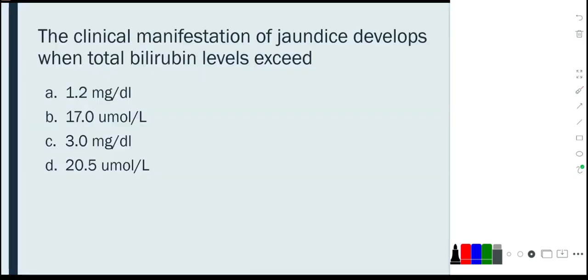Next, the clinical manifestation of jaundice develops when the total bilirubin levels exceed A. 1.2 milligrams per dl, B. 17 micromole per liter, C. 3 milligrams per dl, or letter D. 20.5 micromoles per liter. So usually, we consider jaundice to be clinically significant if the total bilirubin level will exceed 3 milligrams per dl. So let's talk about jaundice.